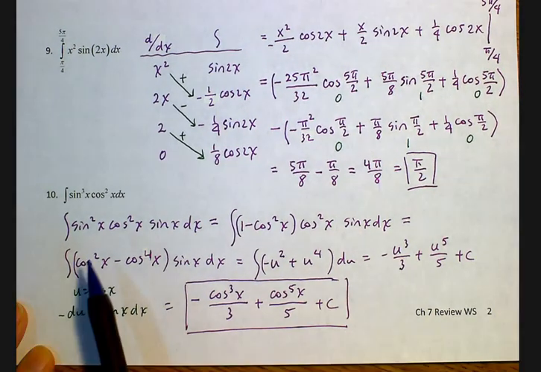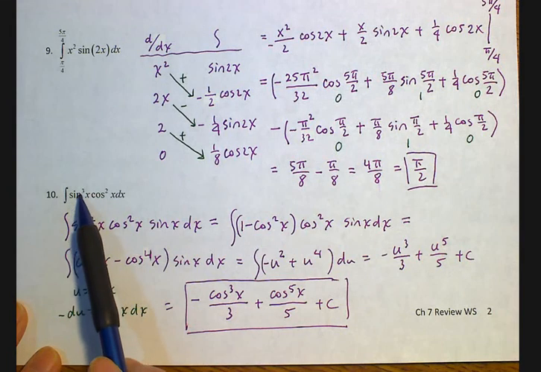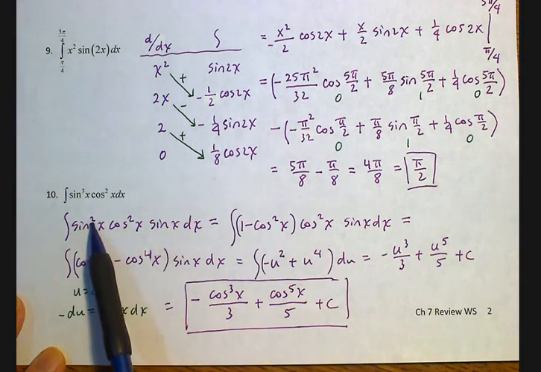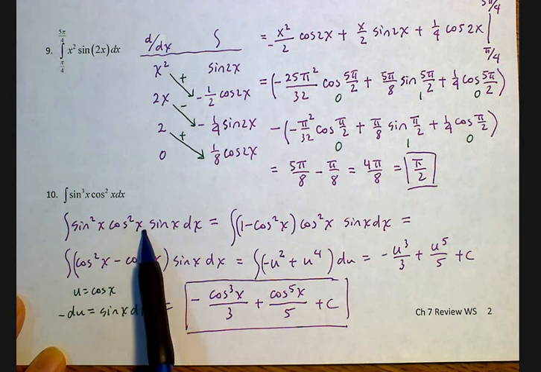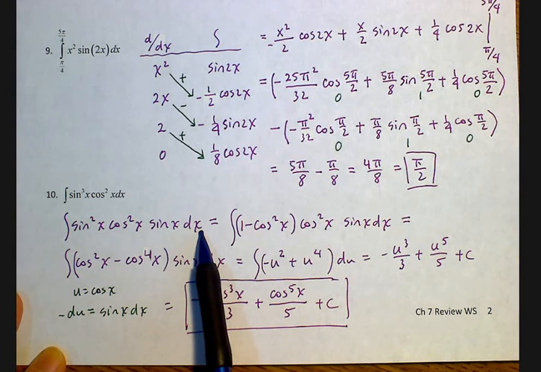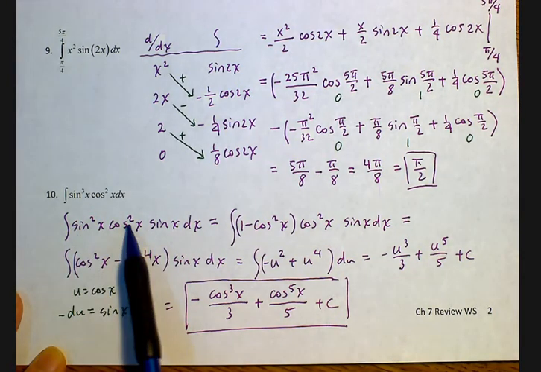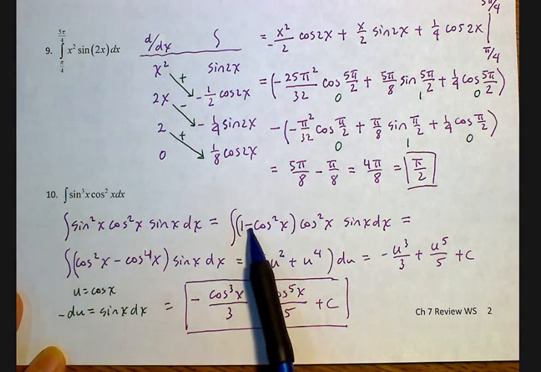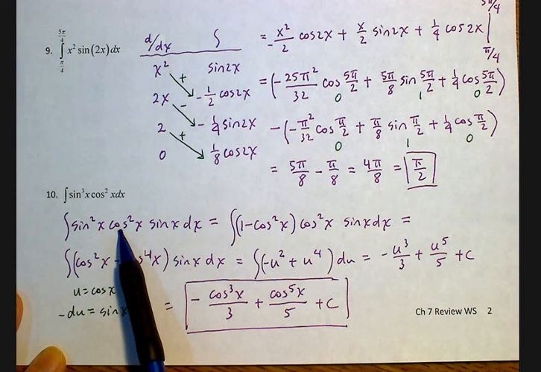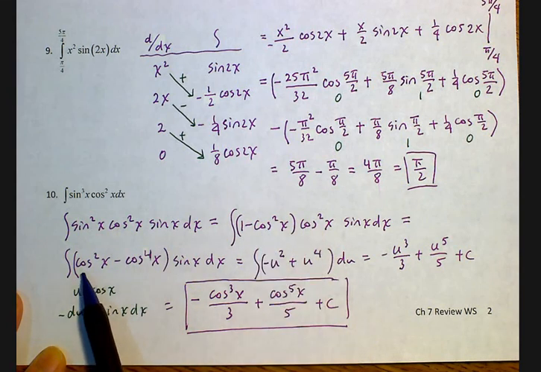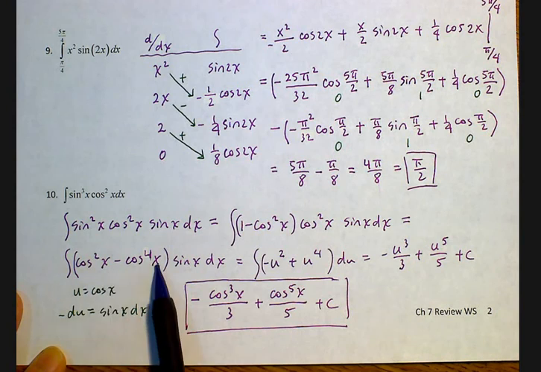Okay, problem number 10, I have sine cubed x, which is an odd power, so I'm going to break off sine x dx, and then sine squared x times cosine squared x. Since I want sine x dx to become eventually my u sub, I want to make the rest of this be in terms of cosine. So I'll rewrite sine squared x as 1 minus cosine squared x, and then cosine squared x, I just rewrite this, and then I distribute it, so that gives me cosine squared x minus cosine to the fourth x, and then sine x dx.